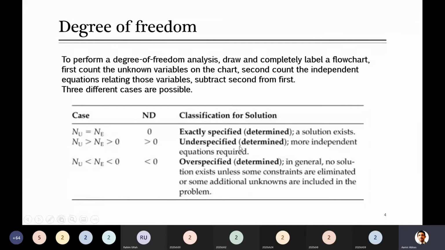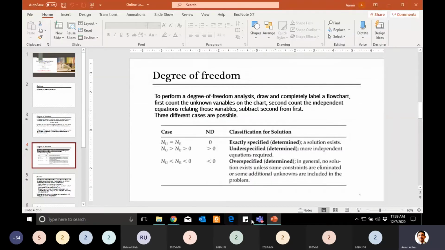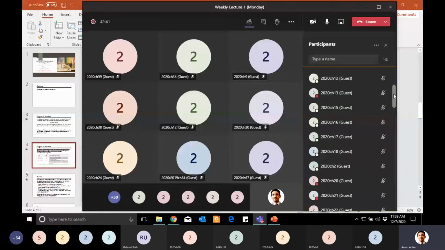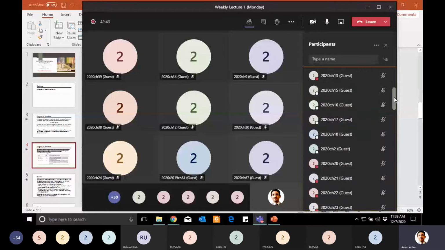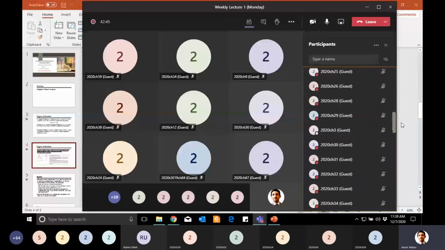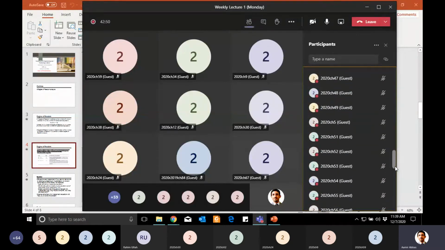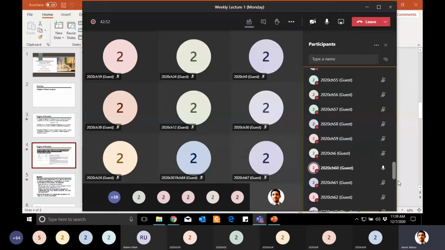In the first case, the degree of freedom, number of degree of freedom, is equal to number of unknowns minus number of equations. And if the number of unknowns and the number of equations are the same, then in that case your degree of freedom is 0. In that case, degree of freedom will be 0, and we call it a specified system.